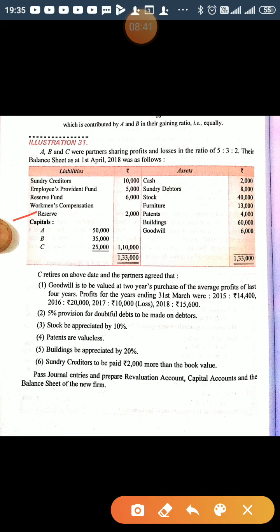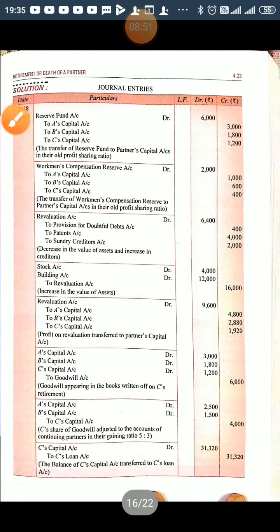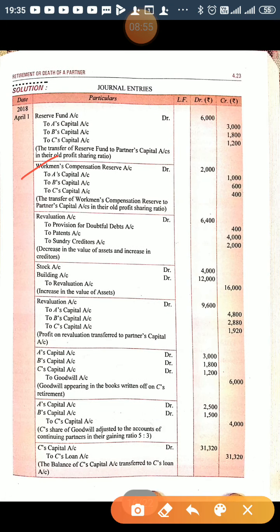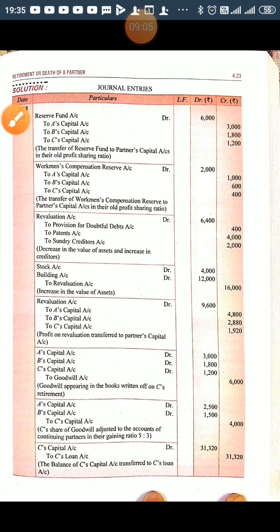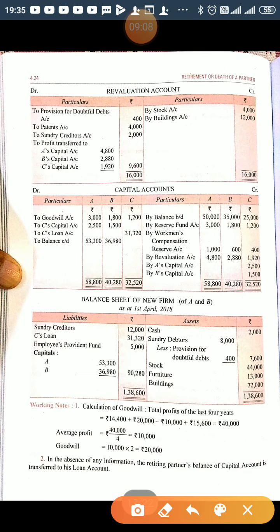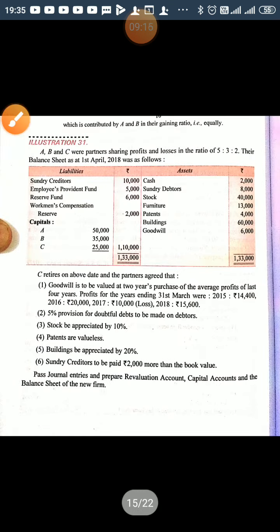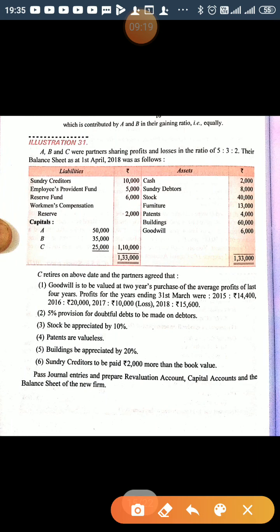There is no actual liability towards workmen compensation. So this specific reserve will be written off among all the partners in their old ratio, and the journal entry will be workmen compensation reserve account debited to A's capital, B's capital, C's capital, in their old ratio 5 is to 3 is to 2. So this will be shown on the credit side of the partners capital account, that is by workmen compensation reserve 1,000, 600 and 400.